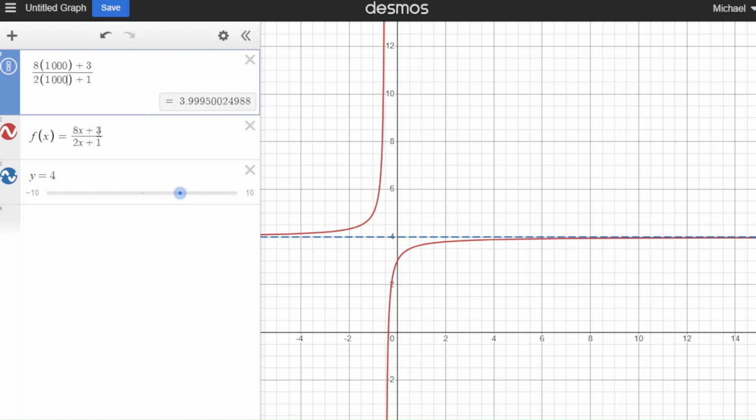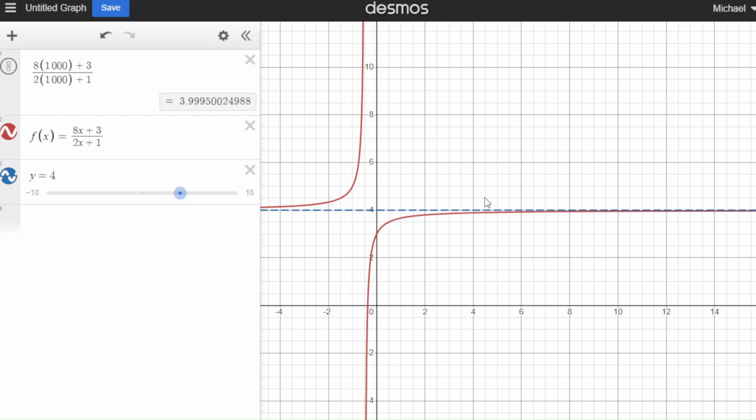Essentially, what's happening is that the 3 and the 1 don't really matter so much. What really matters is the 8x over the 2x. Again, the leading term up here and the leading term down there. And if you do 8x divided by 2x, you just get 4, right? So notice, by the way, the graph of this function has a horizontal asymptote at a height of 4. As we approach infinity, the output values are going to get closer and closer to 4.